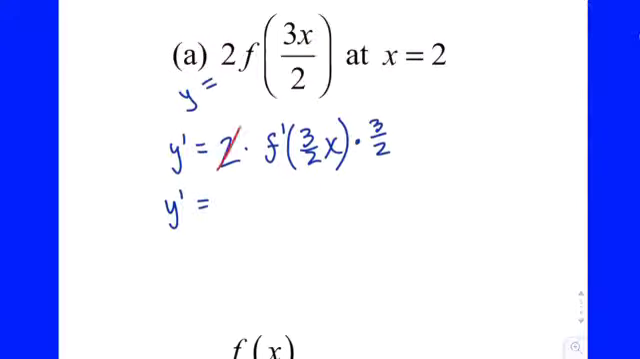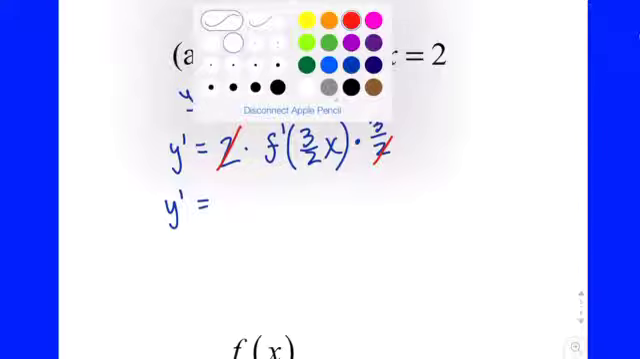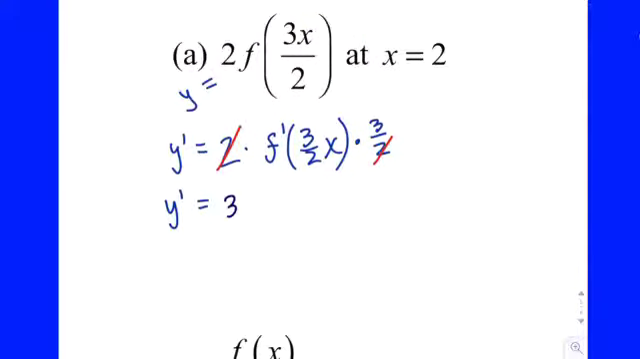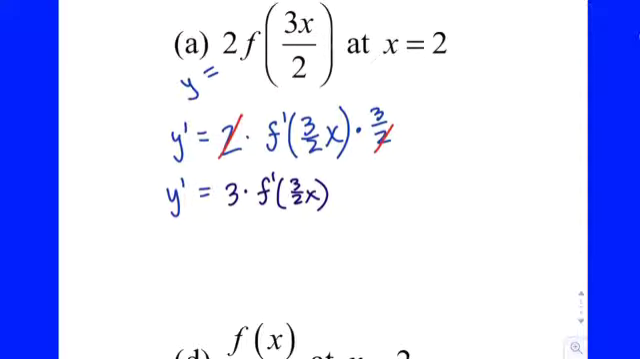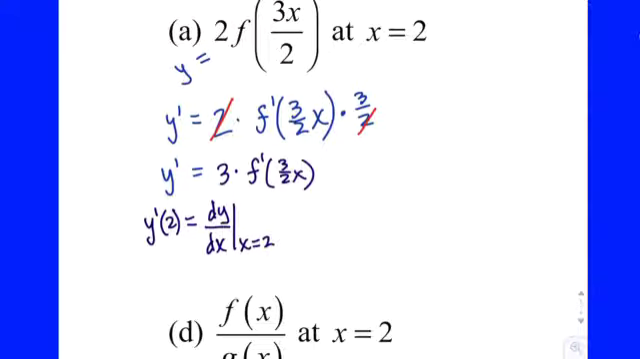Now, because we want to plug in a 2, let's go ahead and simplify. This 2 and this 2 divide out, and we're left with 3 times f prime of 3 halves x. And now to show that we're plugging in a 2, we'll either put y prime of 2, or if you happen to use Leibniz notation, here's what it would look like. It's a little fancier looking. dy dx evaluated at x equals 2 with that vertical bar.